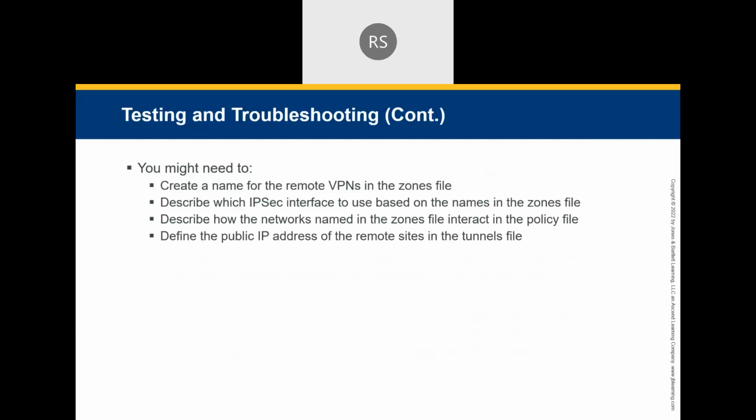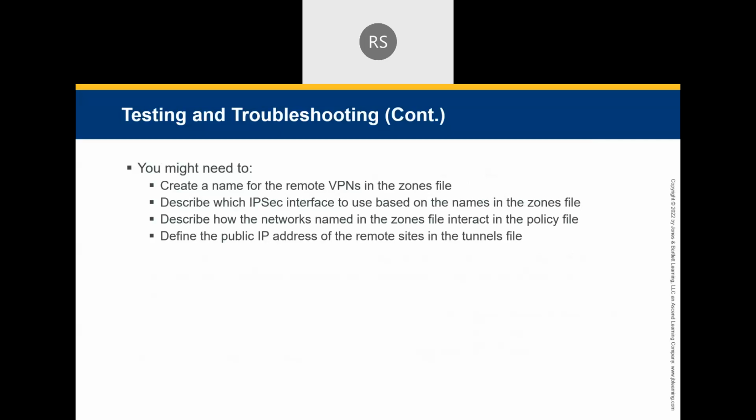You may need to describe how networks named in that zone file interact with each other in the policy file. So you define access control rules and policies that regulate the traffic flow between the different network zones, including your VPN connections.